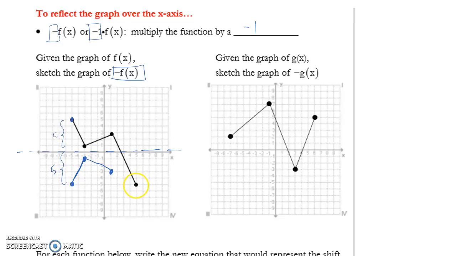Anything that is below has to move up. This is 1, 2, 3, 4, 5 units below. It has to go 1, 2, 3, 4, 5 units above. And the graph is now a reflection. Go ahead, pause, and reflect g of x here. So our new function, negative g of x, should look like this. I've reflected each point over the x-axis. It's the same units away from the x-axis, but on the opposite side.